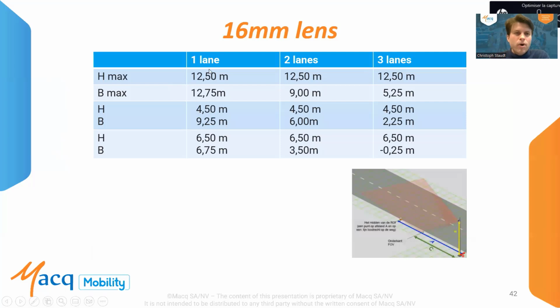If you choose, for example, 1 lane with 4.5 meters as the height of your camera, then you know your distance to the road, which is also indicated here with the red arrow B. Immediately you know you can install your pole up to 9.25 meters from the road. The same, an example with 6.5 meters with 2 lanes.